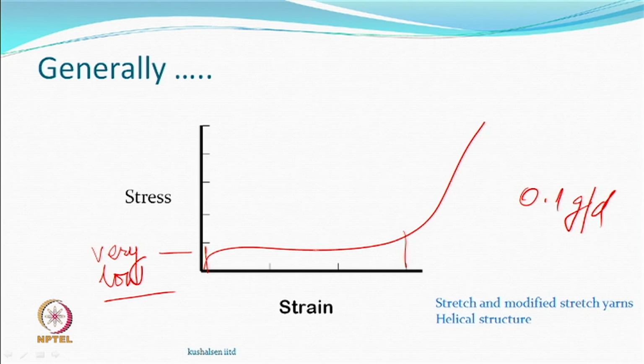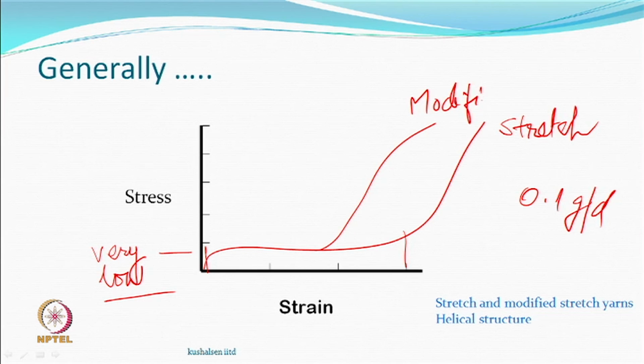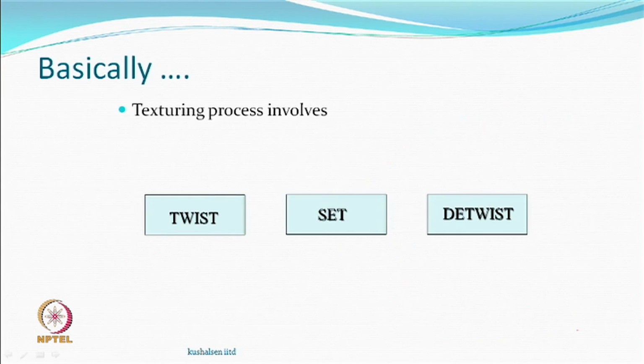So, these types of yarns would have the stress strain behavior of this type and can be modified. In that case, you may have reduced stretch. So, you have stretch yarns and modified stretch yarns. So, this is what we have already understood.